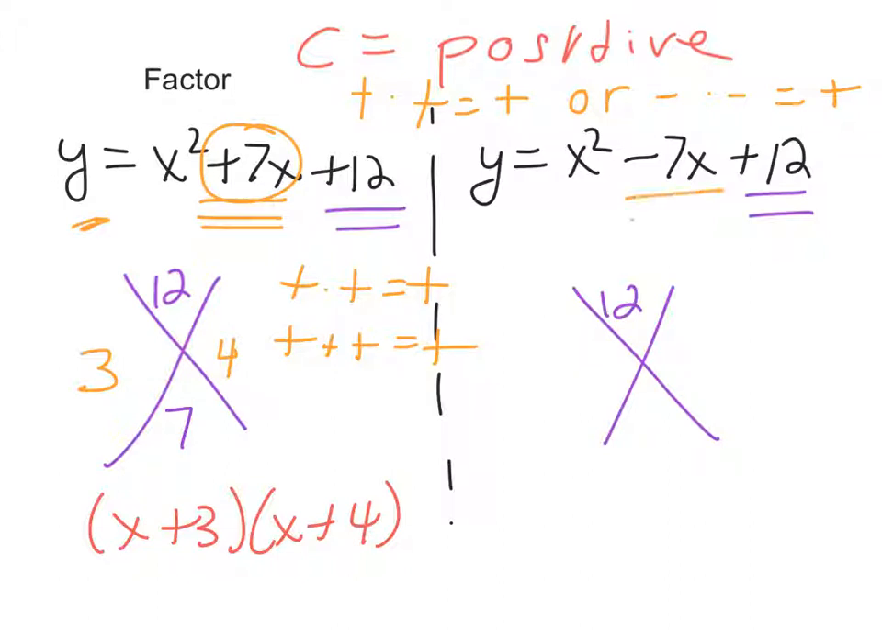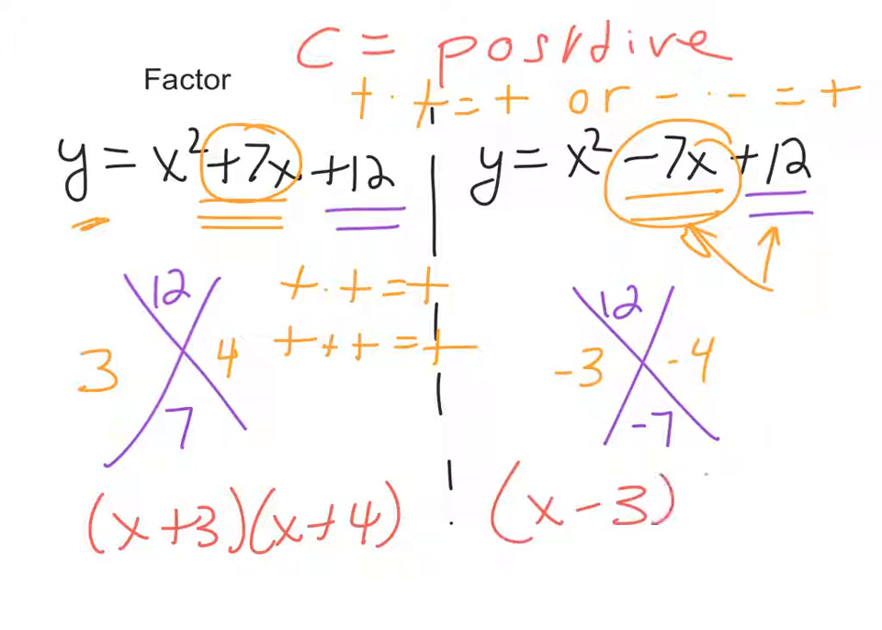Now over here, since our b value is negative, I know that we're trying to add to a negative 7. So if they multiply to be positive but add to be negative, it must have been two negative numbers. And that's where we use negative 3 and negative 4 to inform our factoring of x minus 3 and x minus 4.